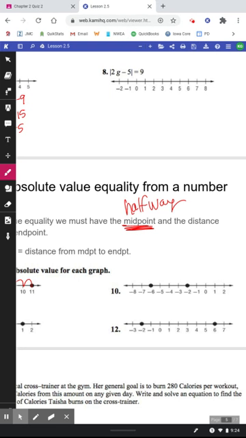So on number 10, I have negative 6 and negative 2, and my midpoint then would be negative 4. So I start with absolute value of x minus negative 4, close, equals, and the distance on each side is 2. Now in your book, what they're going to do is simplify that x minus negative 4 to x plus 4.